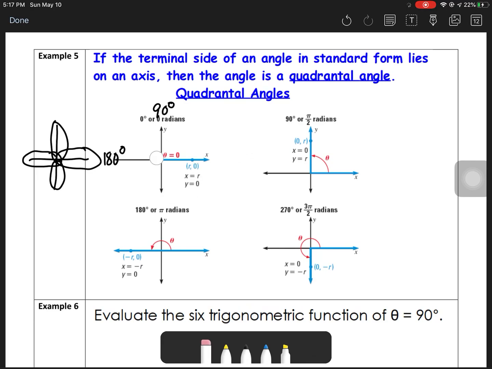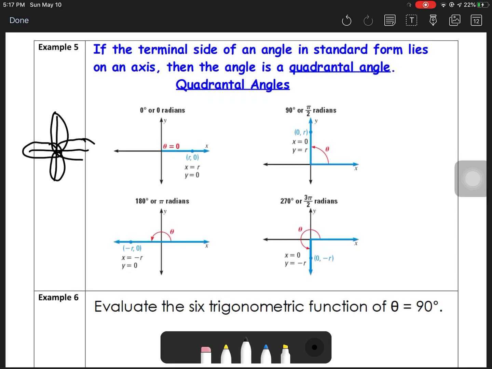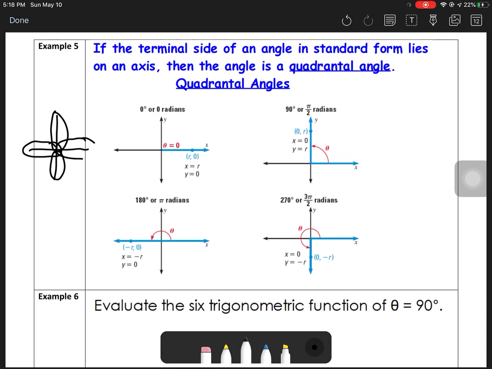So the first one, the way that we think of this, it's r and 0. R is the radius. It's because we can't build a triangle that connects to the x-axis, so you have to think of this in a different way. I'm not a huge fan of this diagram, so I'm going to show you how I think of these.